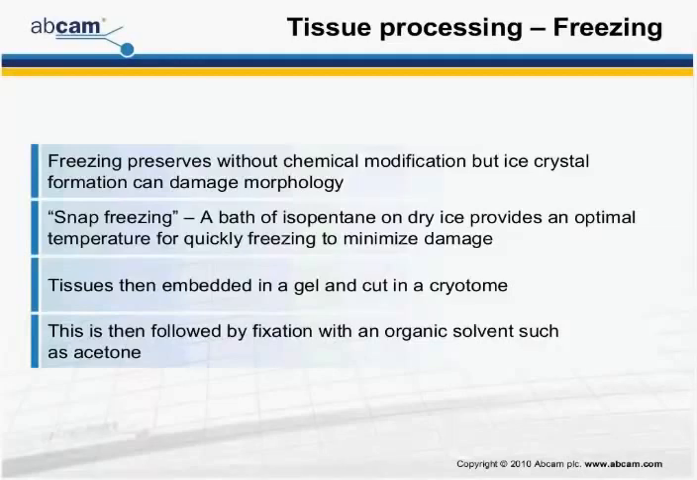At this point, the tissues are then embedded in a gel, usually OCT, and cut in a cryotome. This is then followed by fixation with an organic solvent such as acetone. Methanol and ethanol can also be used, and these function to fix the tissue by dehydration and precipitation. So at this point, these frozen tissues are ready to undergo the IHC protocol.